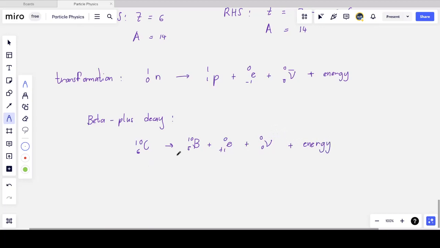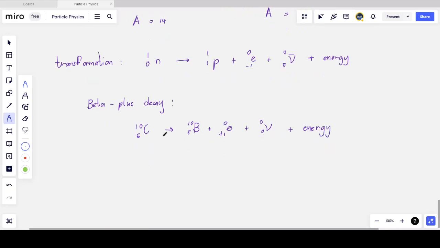And again we have a parent, a daughter, a beta plus particle, and then this is not an antineutrino but a tiny particle called a neutrino, which we aren't really going to focus on. And you can see the transformation here is that a proton decays into a neutron, a positron, and a neutrino. Very similar to the transformation above, with the proton and neutron switching places, the electron replaced by a positron, and the antineutrino replaced with a neutrino.